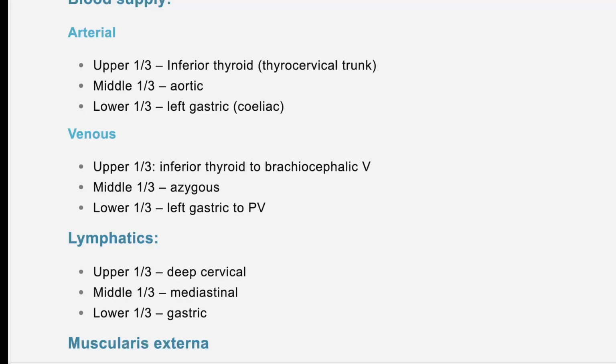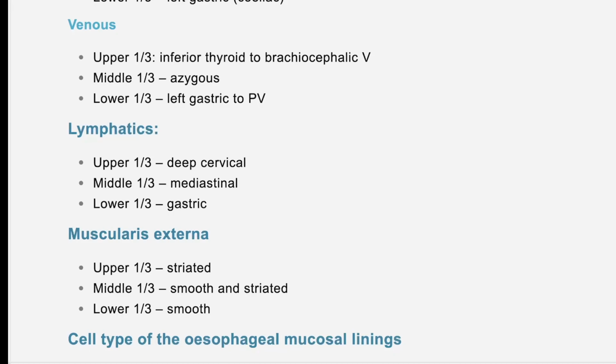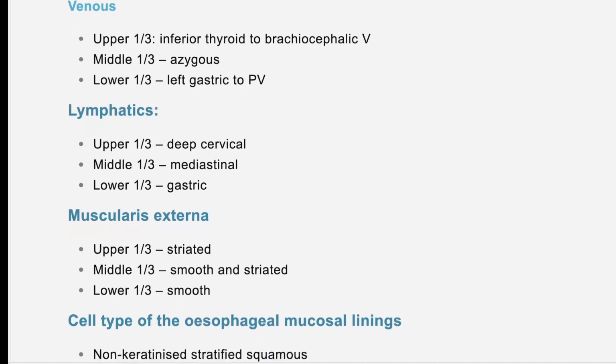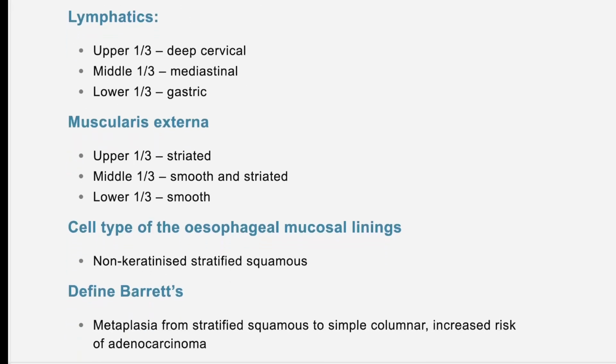Muscularis externa: the upper third is striated muscle, the lower third is smooth muscle, and the middle third is a combination of striated and smooth muscle. The cell type in the esophagus is non-keratinized stratified squamous epithelium. Define Barrett's esophagus: it's a columnar metaplasia of the stratified squamous epithelium in the lower third of the esophagus with presence of goblet cells, and this does increase the risk of adenocarcinoma.